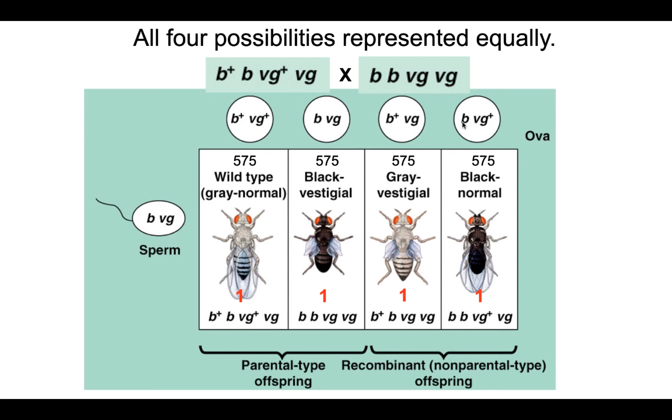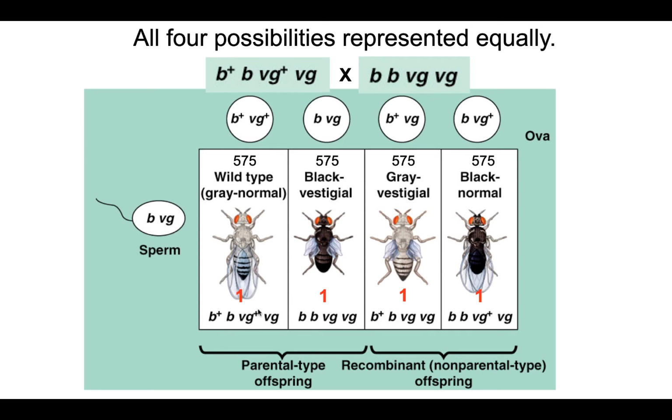Which means because each of these eggs are of equal probability, then when you do the crosses, each one of these genotypes and therefore each one of these phenotypes is of equal probability. A 1 to 1 to 1 to 1 ratio. If you had counted a couple thousand of these flies, you would get something like 575 to 575 to 575 to 575.